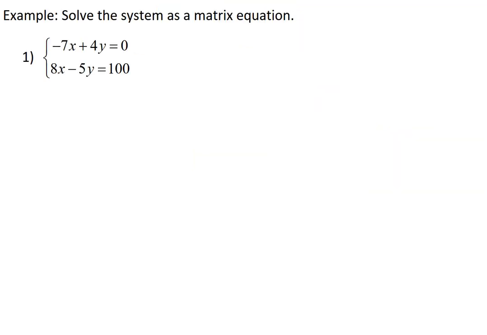Let's try another example where we want to solve the system as a matrix equation, but this time we're given only the system. So we have a system of two linear equations here. The first equation reads -7x plus 4y equals 0. The second equation reads 8x minus 5y equals 100. So we're going to do from start to finish everything involved in this one. The first step would be to convert our system to a matrix equation.